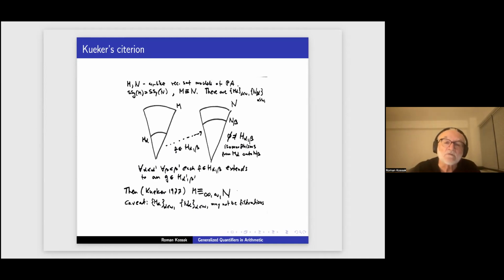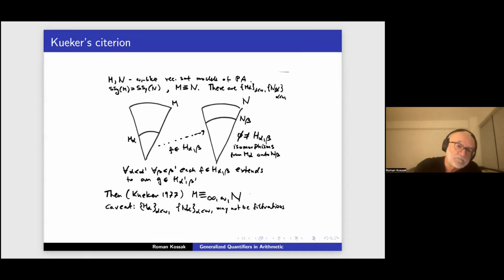And then one can prove, and it's not difficult to prove, that if you take any M alpha from the first model and any N beta from the second model, then there is a non-empty set H alpha beta of isomorphisms from one to the other, such that for all alpha prime larger than alpha and beta prime larger than beta, each isomorphism from the set H alpha beta extends to another isomorphism in H alpha prime beta prime. So there is a lot of uniformity happening there. These models are really built in a very similar way.